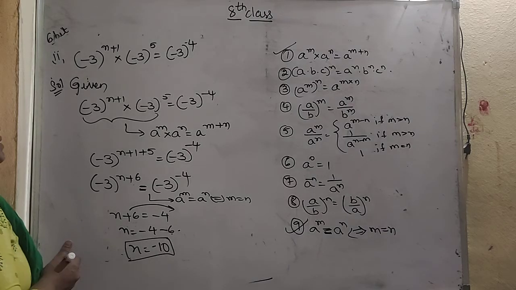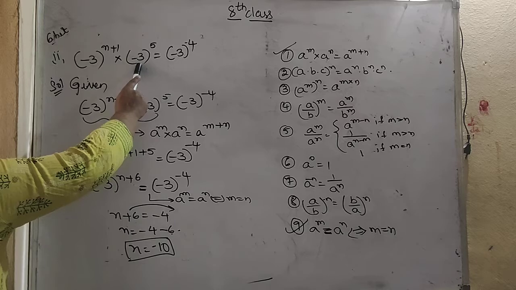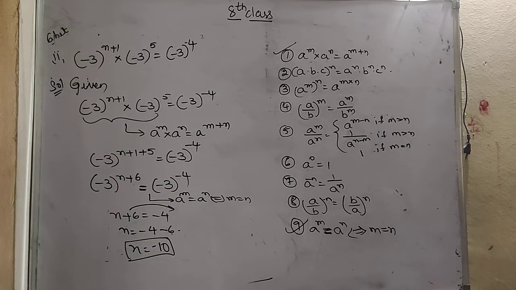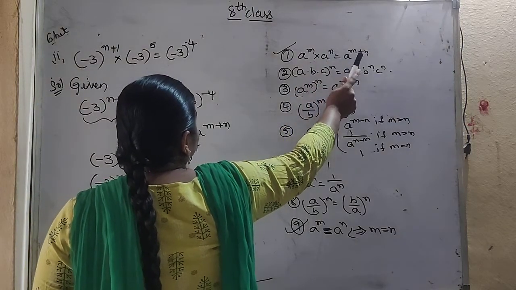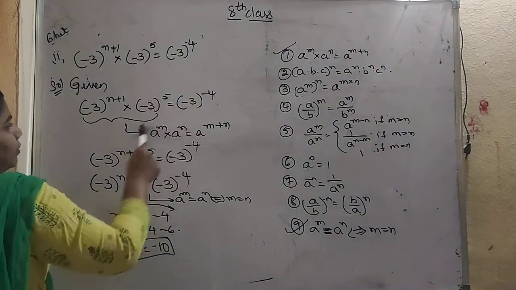So once again see this, they have given minus 3 whole power n plus 1 into minus 3 whole power 5 is equals to minus 3 whole power minus 4. So this is our given question. Now what we have to do? First I am applying the first formula, it is a power m into a power n is equals to a power m plus n. So first formula I am using.